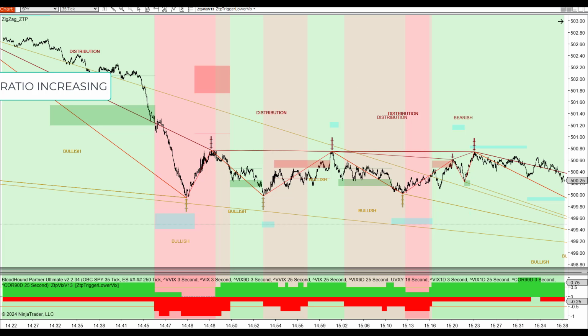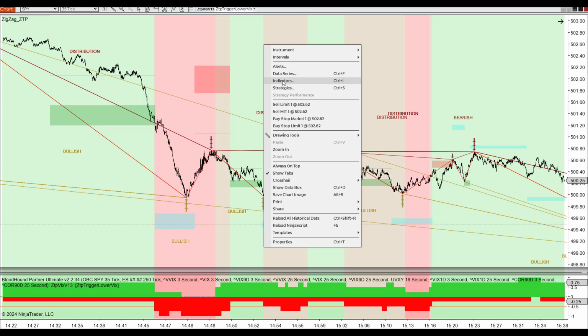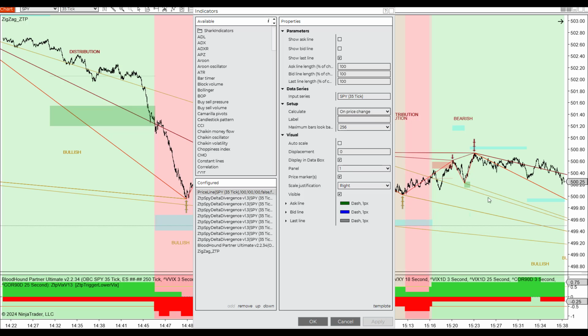One of the first things you're going to notice is that there is no volume analysis numbers on this chart. He's gone and taken those off. So we're going to right click, go to our indicators. The first thing he's done is placed a price line. This should show the last line and the ask line length of 100, bid line length of 100, and 100 for last line. Now the rest of this is the ZTP SPY divergences.